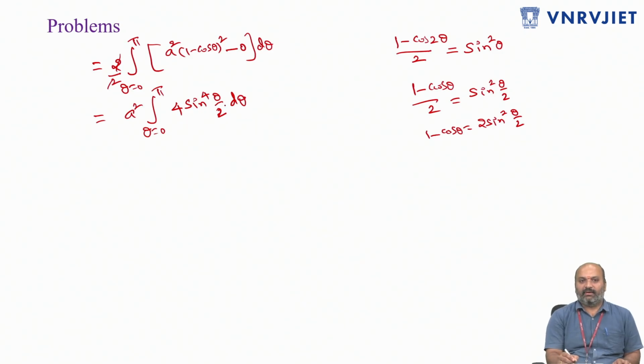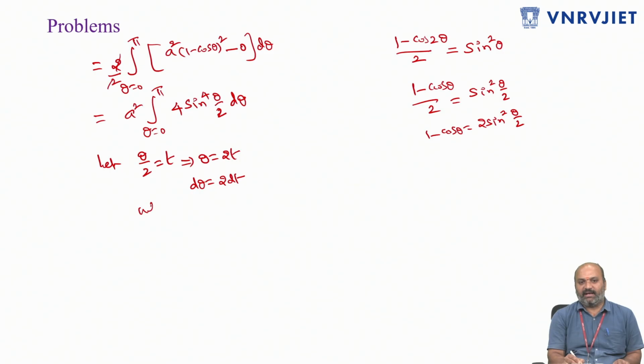And of course, the limits: theta varies from 0 to pi, 4 sine power 4 theta by 2 into d theta. Now, in order to evaluate this integral, let's take a substitution. Theta by 2 equals, say, some t. Then theta equals 2t, and if you differentiate, d theta equals 2 into dt.